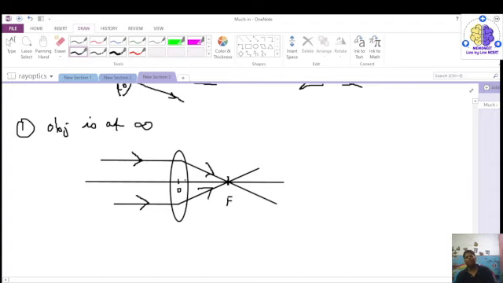So if the object is placed at infinity, then the light coming from the object will be traveling parallel to each other and parallel to the principal axis. And when the light rays are parallel to the principal axis, they pass through a common point which is known as the focus. So the image will be formed at the focus, right?